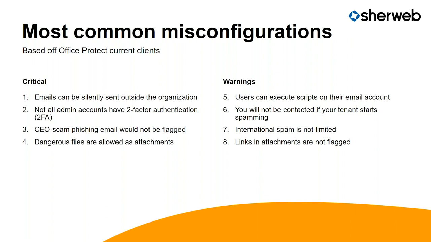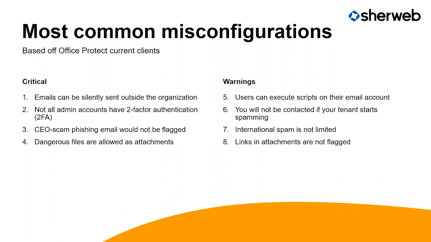You will not be contacted if your tenant starts spamming. Yeah, that's a good feature from Microsoft, but it's kind of funny that they don't configure it by default. There is a feature in Office 365, and we'll be happy to help you find it, even if you don't want Office Protect, where you can configure an email address where they'll warn you if one of your accounts starts spamming. So not receiving spam, but sending spam. If one of your employees' accounts starts sending out a whole bunch of emails that look like spam, Microsoft will stop it, like suspend the account, things like that, but it will only let you know if you configure this particular setting. So you should probably do it.